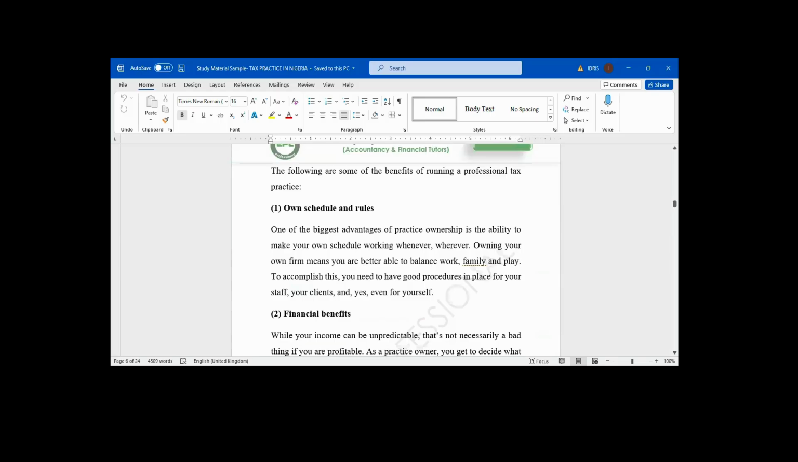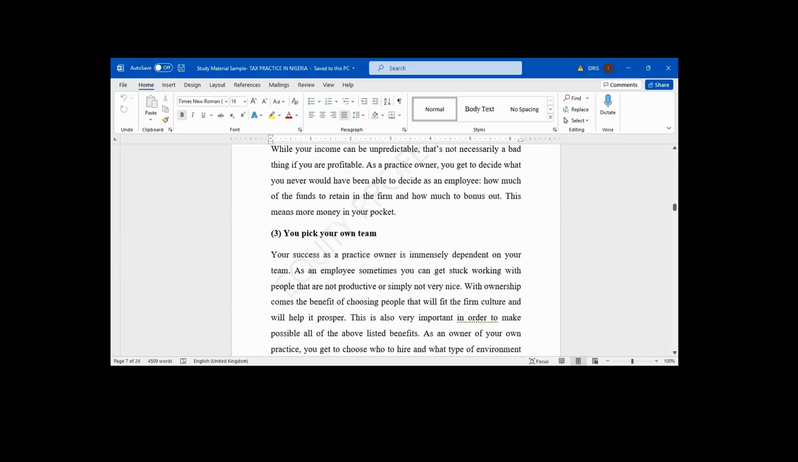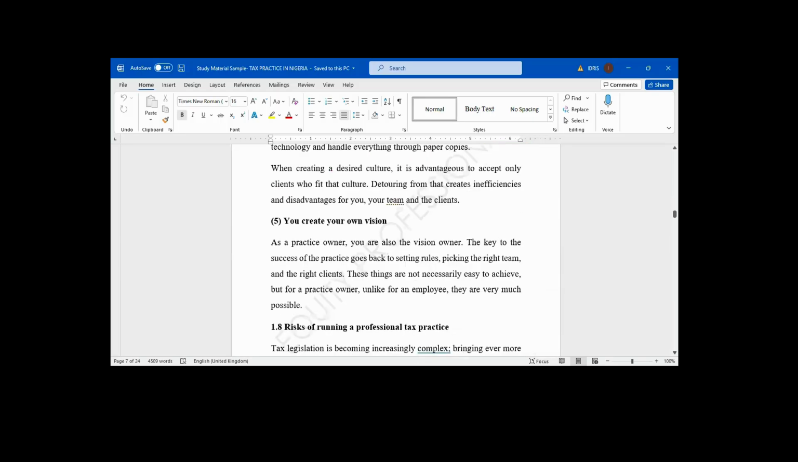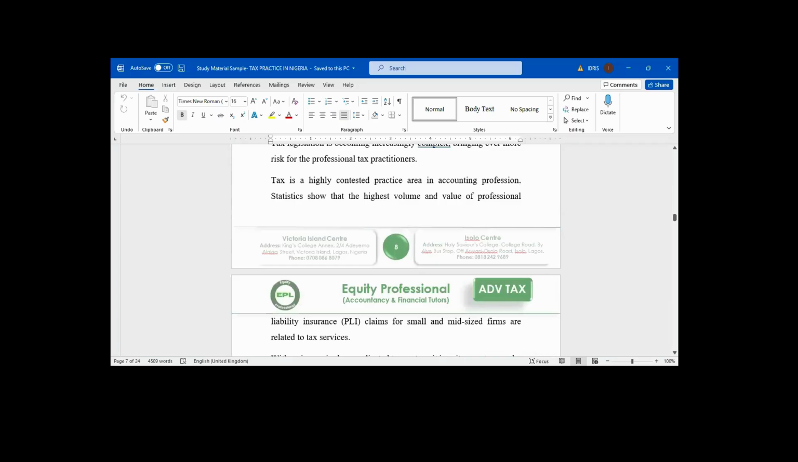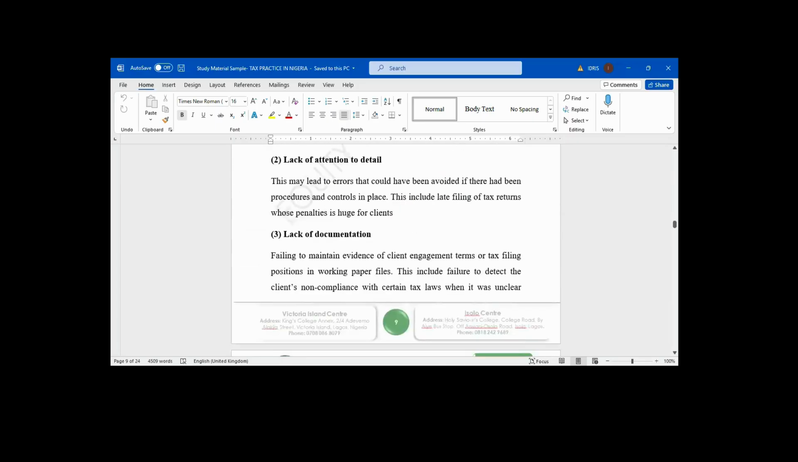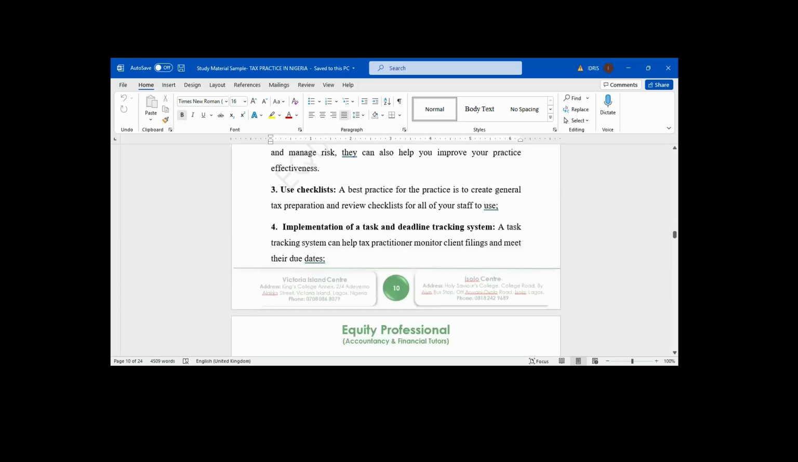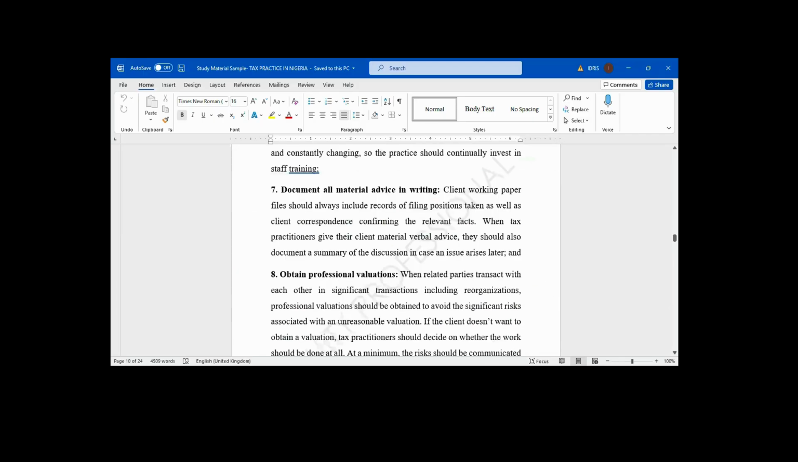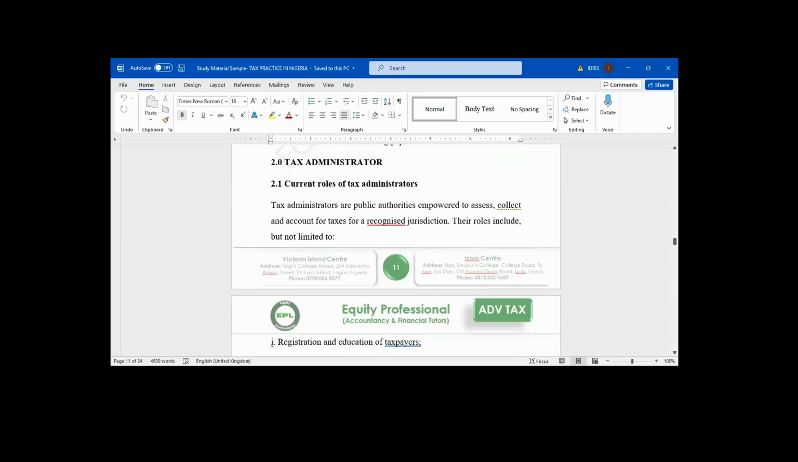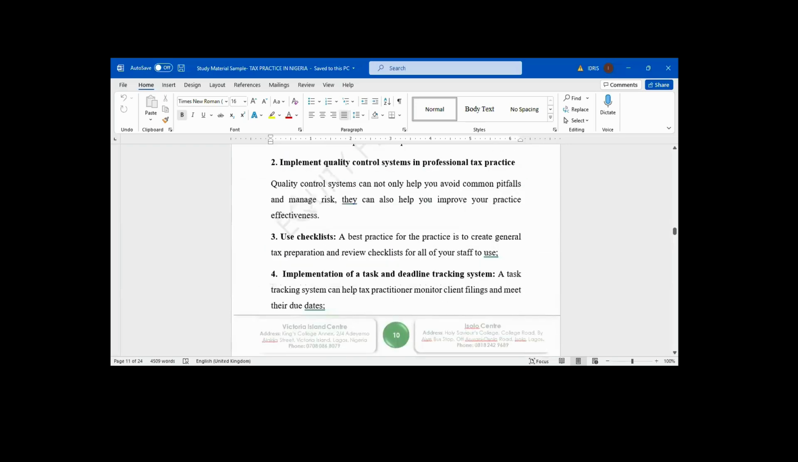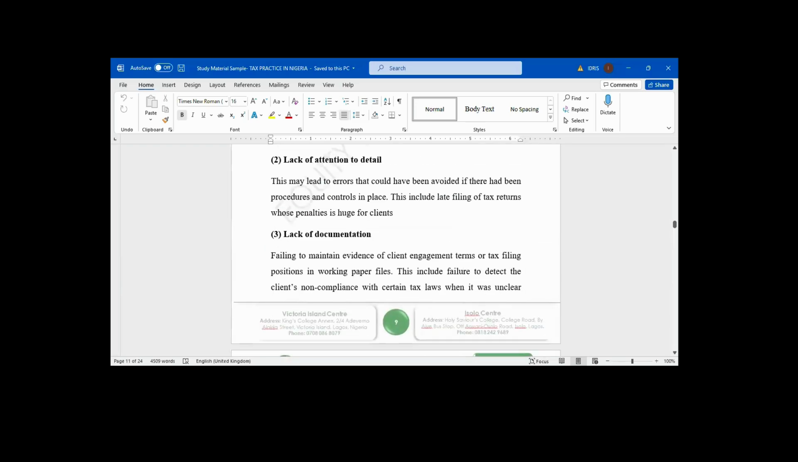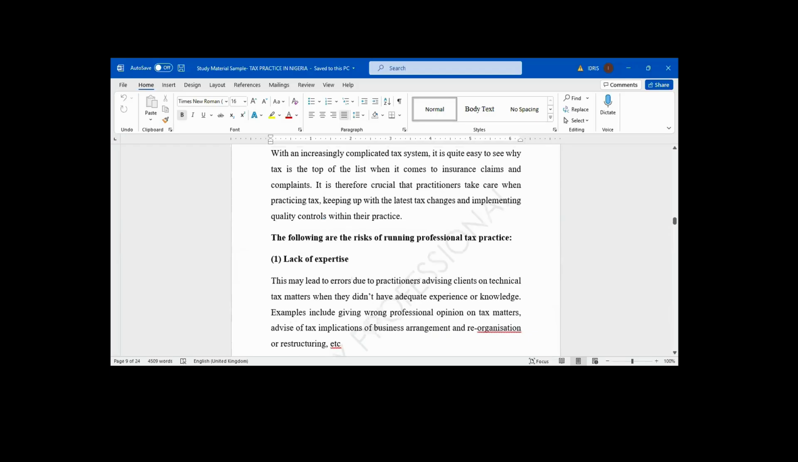So this is what we need to know on ethical issues in the accounting profession. Now, the next area we need to go to, for the sake of time, let's look at tax administrators. Tax administrators.